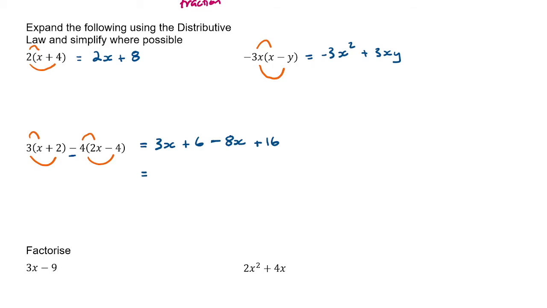Simplify it through. We've got 3x minus 8x. That's going to give me minus 5x. Plus 6 plus 16. That's going to give me, not plus 24. I'll get that right in a second. It should be plus 22. Writing in the wrong numbers, that's never good.